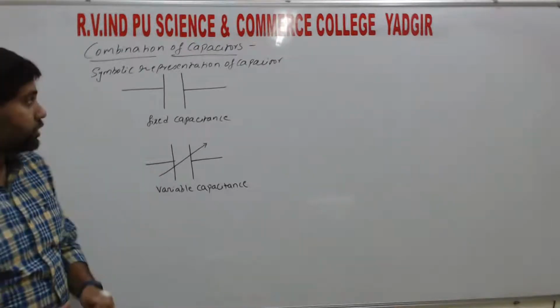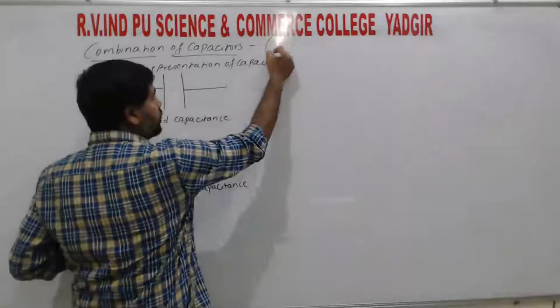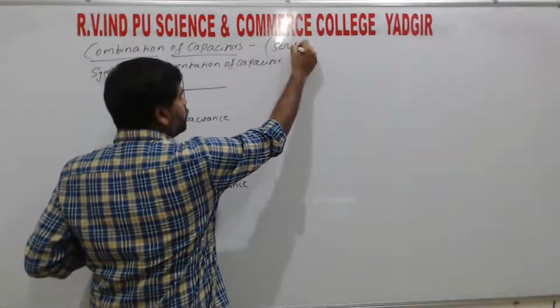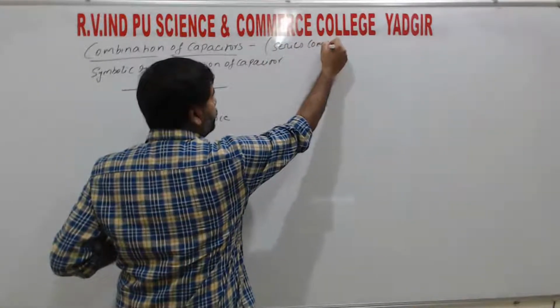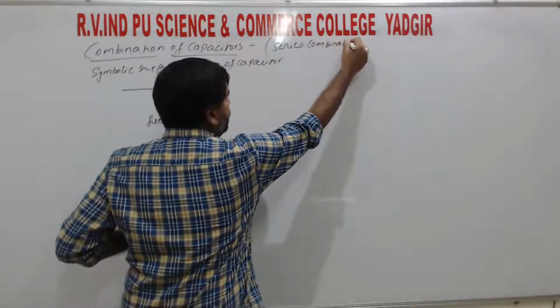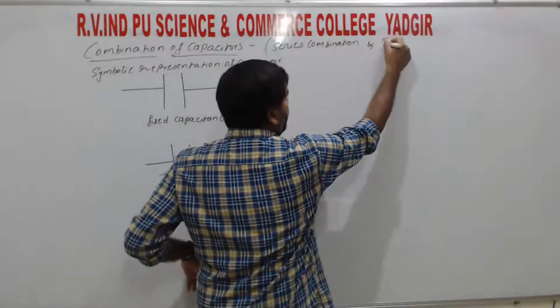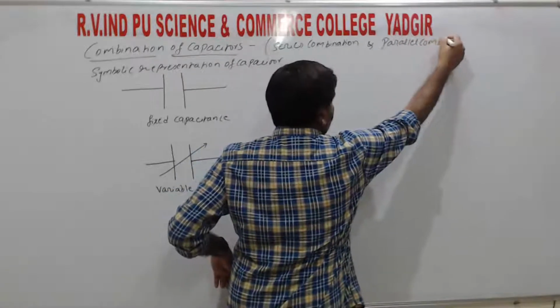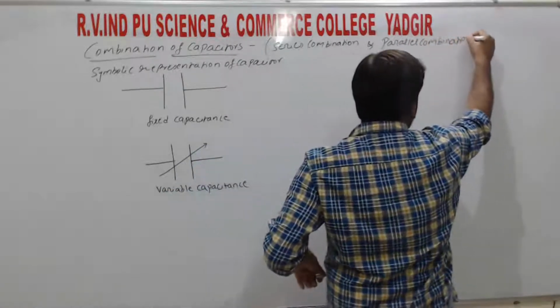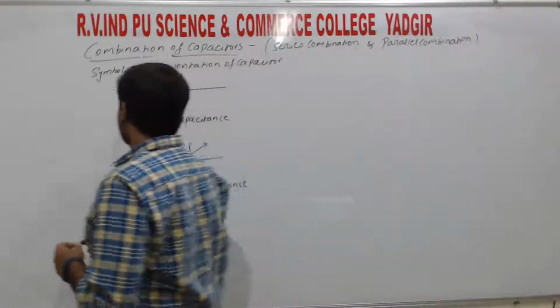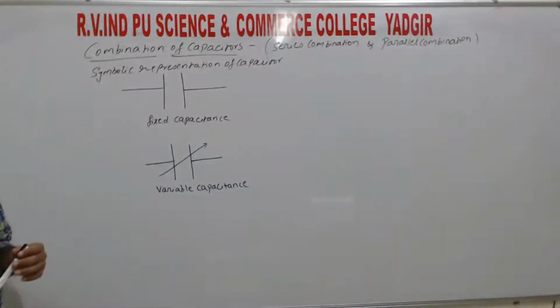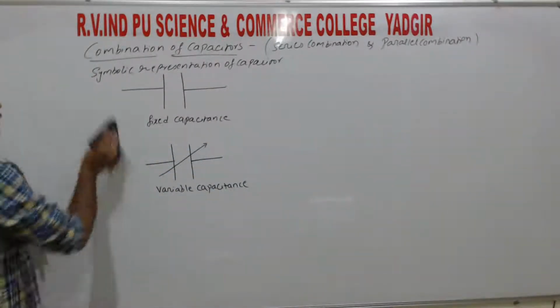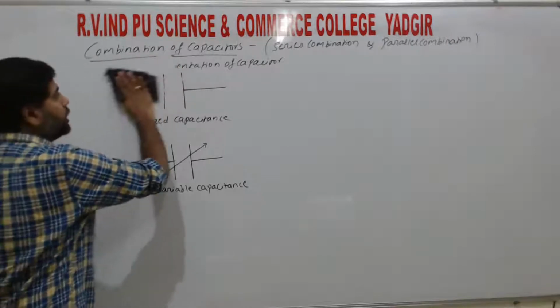So in the combination we have two types of combination. One is series combination and another one is parallel combination. So very important for 5 marks. They ask for the derivation, right? So first we will go on series combination.